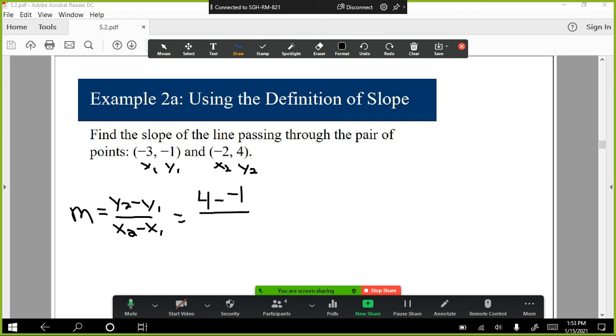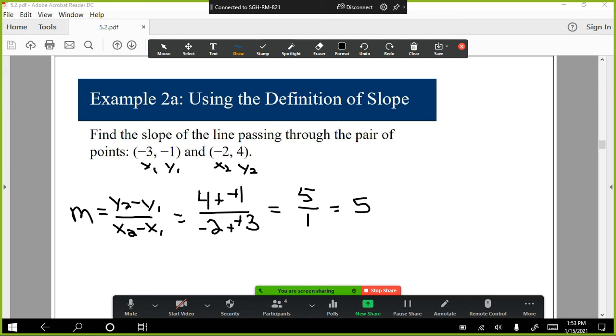Now, if you have trouble with adding and subtracting with positive negatives, use your calculator. All right? It's there for you to use. And then x, that's going to be -2 minus -3. Minus a negative is always plus a positive. So I end up with 5 over 1, and that simplifies to 5. So the slope of that line is 5.